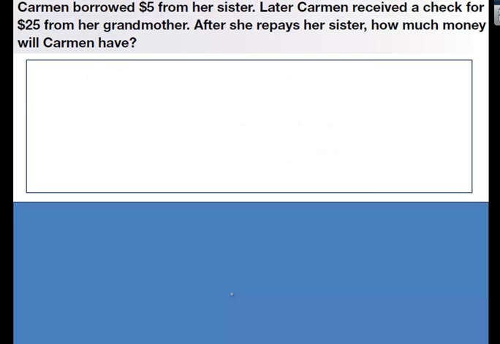All right, so do one for this. Carmen borrowed $5 from her sister. Later, Carmen received a check for $25 from her grandmother. After she repays her sister, how much money will Carmen have?